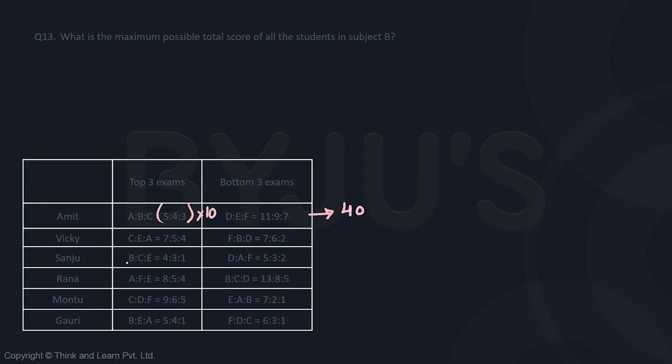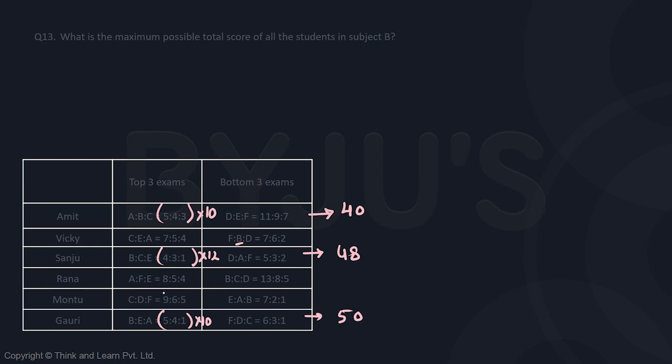Similarly, if I talk about Sanju, I'll come to Vicky later because his B is here. So we will check that later. In case of Sanju, 4, 3, 1, they can be multiplied by maximum 12 so that none of the scores become more than 50. In that case, his score in B would become 48. In case of Gauri, 5, 4, 1, they can be maximum multiplied by 10 so that no score becomes more than 50. So this is 50.